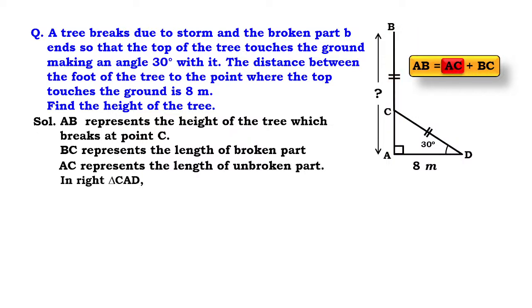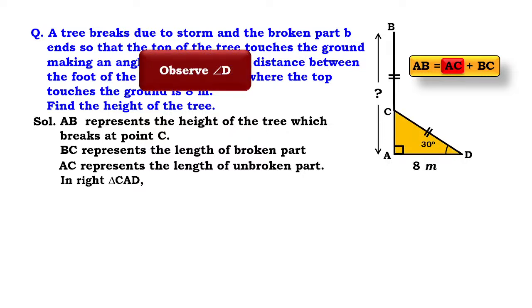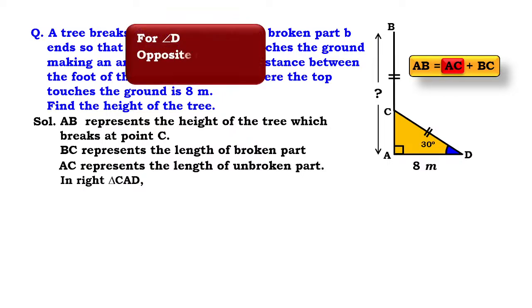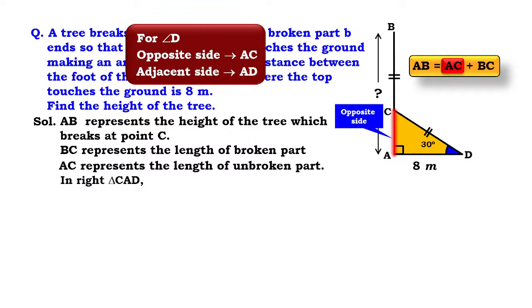So now AC, what is AC here? In the right angle triangle, if I take angle 30, observe angle D. What is AC? Opposite side or adjacent side? Opposite side. Imagine, can you see that blue colored angle which is blinking there? So which is the opposite side to that angle? AC or AD? AC. So what happens for angle D? The opposite side is AC and the adjacent side is AD.